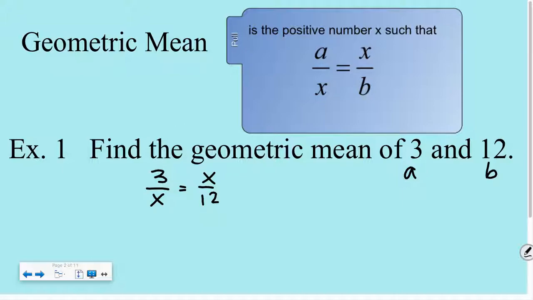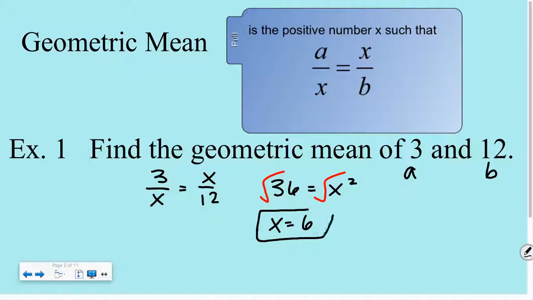So when I go to cross multiply, what's 3 times 12? 36. And x times x? X squared, good. How do I undo a square? Take the square root, and what's the square root of 36? 6, good. Could be negative 6, remember that. But we're going to assume they're all positive numbers because we're dealing with lengths. We can't have negative lengths. Good call.